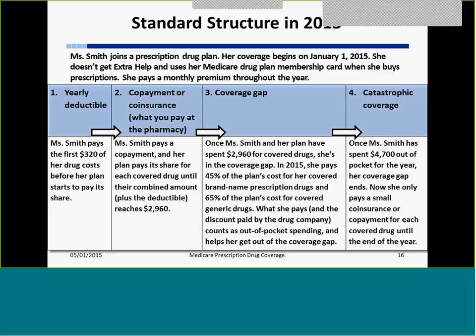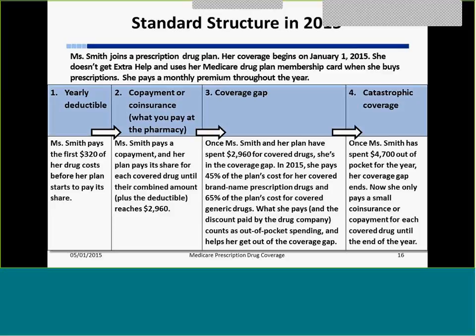In a calendar year starting January 1, Mrs. Smith, or Sally here, my favorite fictional Medicare person, has a $320 deductible. Once that's satisfied, then she pays a co-payment or a co-insurance until total drug spend reaches $2,960. So she paid the $320 deductible out of pocket, and it counts towards her $2,960. If she goes over $2,960 in total drug costs, what she pays out of pocket and what the plan pays combined, then she goes to the coverage gap.